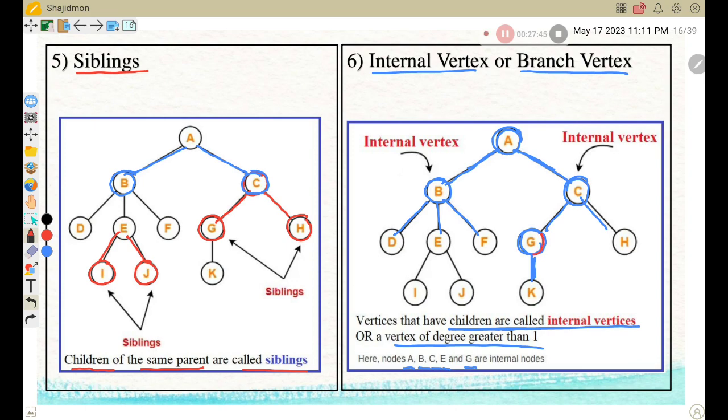For example, for this vertex, what is the degree? This one has 2 edges, correct. So the degree is 2. More than 1 means that is an internal vertex. Same here, what is the degree here? 1, 2, 3 and 4. 4 is the degree, so that is an internal vertex. Same like that we can check other vertices also. So I hope you understood. A vertex that has children is called an internal vertex.